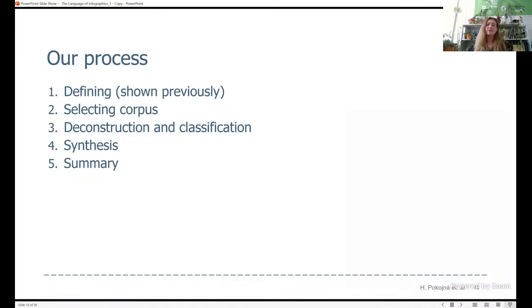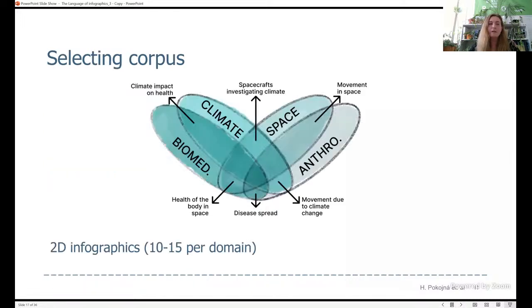So our process consisted of defining the terms that I have just mentioned on previous slides. We have then selected our corpus of infographics. We deconstructed and classified them. We synthesized our findings in 2 different artifacts, and we have a summary of findings I will go over later. So our corpus consisted of 2D infographics in 4 scientific domains, so biomedicine, climate, space, and anthropology, and we ended up having 10 to 15 examples per domain.